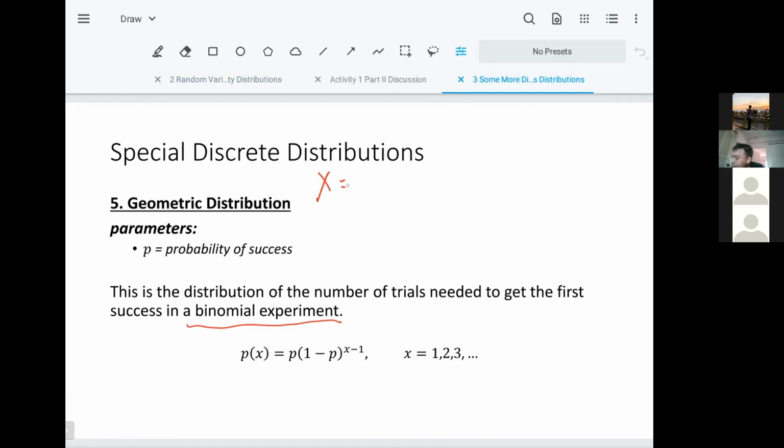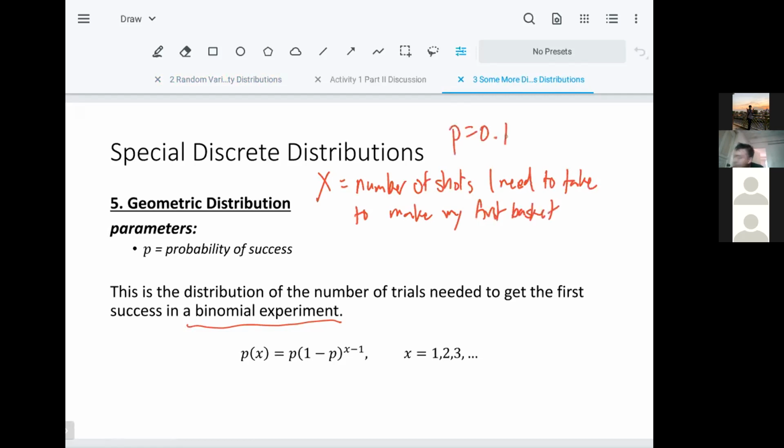Suppose X is the number of shots I need to take to make my first basket. Suppose ako ay 40% shooter, constant probability of success. We know that X is geometric. Bakit? Because we're counting the number of attempts before making my first success. So that's when geometric is appropriate. So instead of counting the number of successes, it's the number of trials.